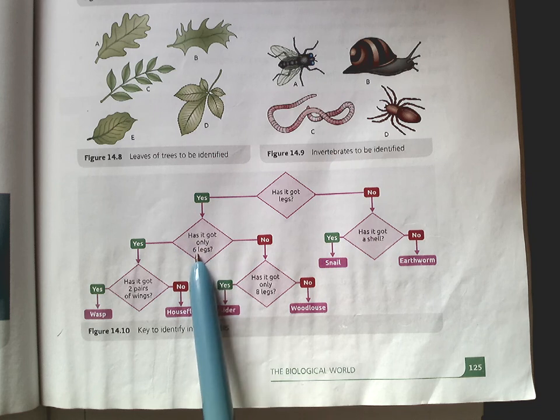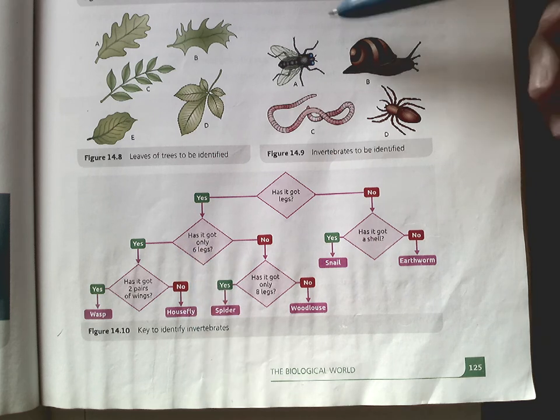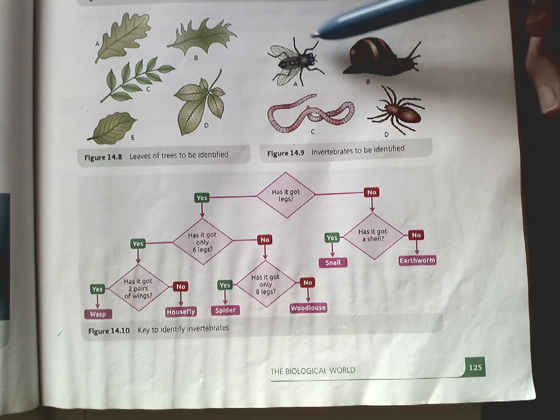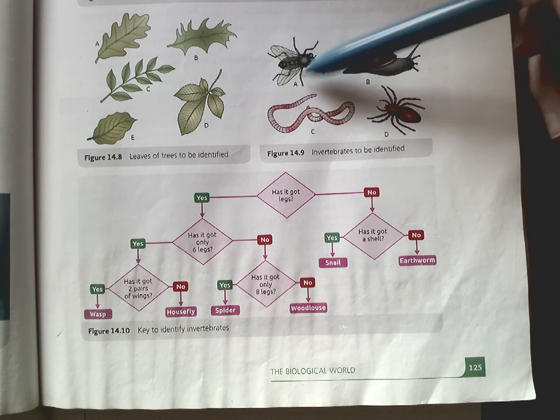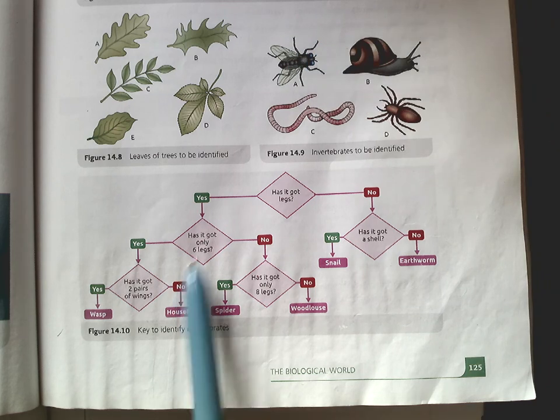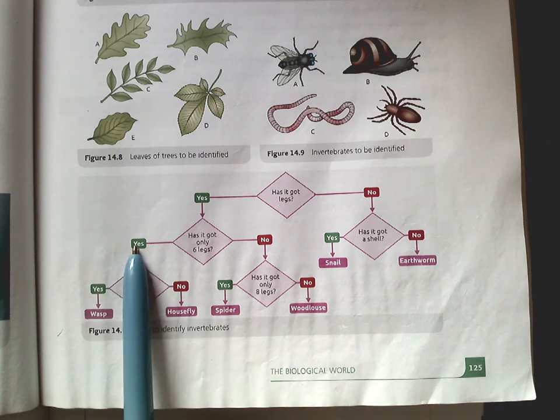So has it got only 6 legs? So again, we identify how many legs it's got. So it's got 1, 2, 3, 4, 5, 6. So we can see that it has 6 legs. So yes, it has 6 legs. So we'd go down to this next piece.